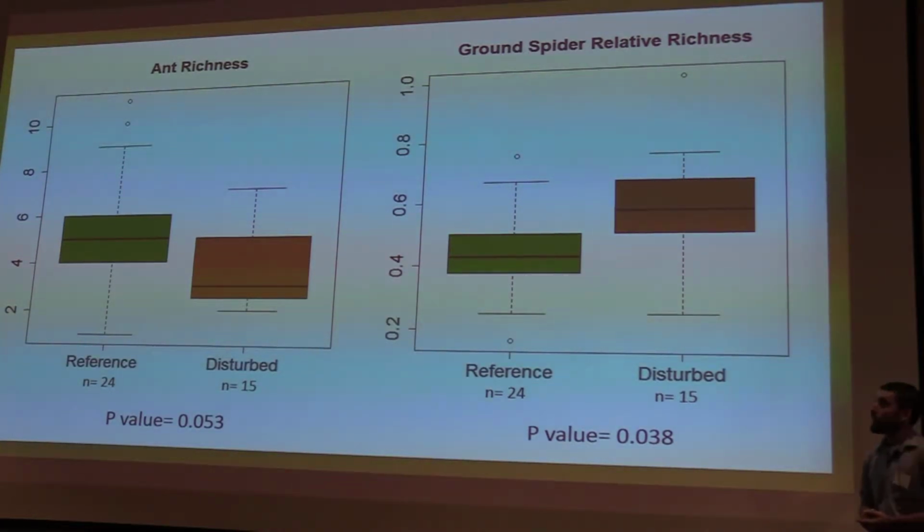We see on the left that our ant richness at our sites was lower at our disturbed sites than it was at our reference sites. On the right, we see the opposite response actually from our ground spider relative richness. So these ground spiders are the types of spiders that are not using webs to capture their prey. Rather, they're actively hunting, chasing down, and ambushing their prey out in the open. And this is the relative richness, so it's the proportion of this group in relation to the entire species richness of spiders in a site.